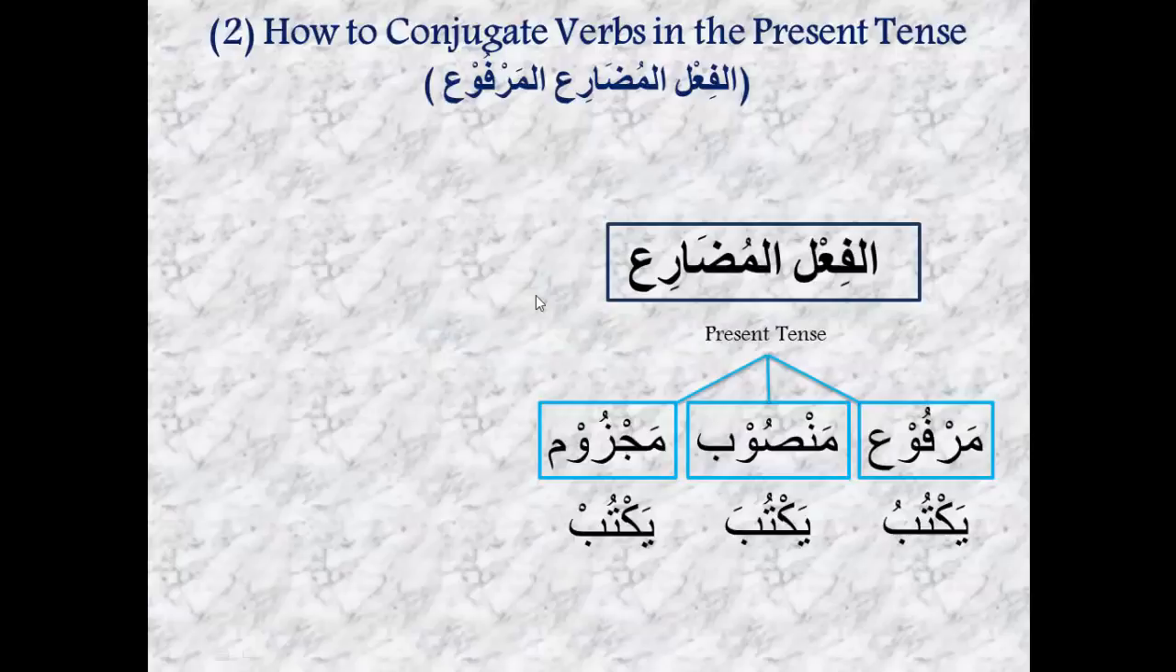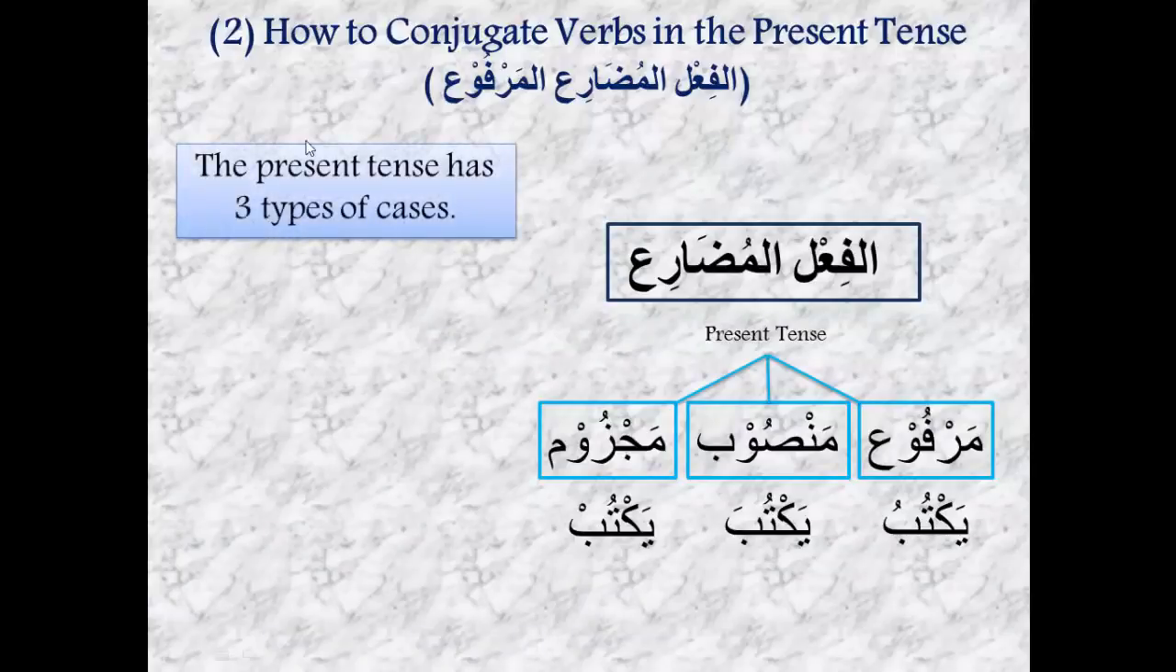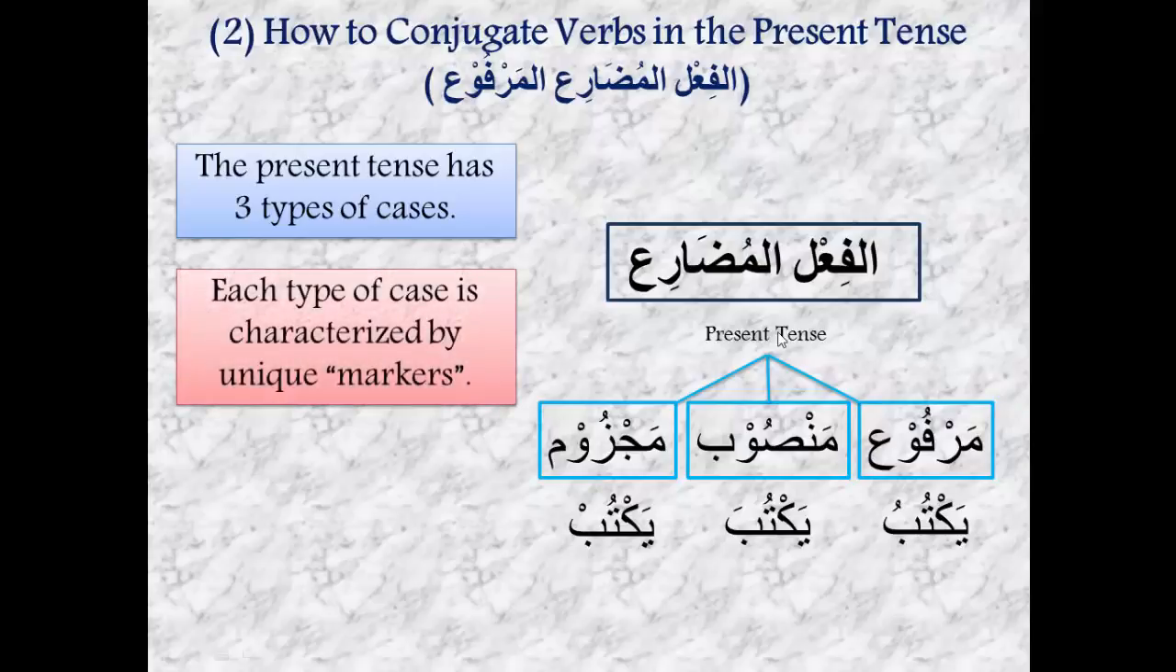So here we have it again. We have al-fi'l al-mudari', the present tense, broken down into its 3 major types of cases: the marfu', the mansub, and the majzoom. One more concept I want to introduce before we dive into the conjugation rules for the marfu' case, and that is the concept of markers. Each type of case in Arabic is characterized by unique markers.